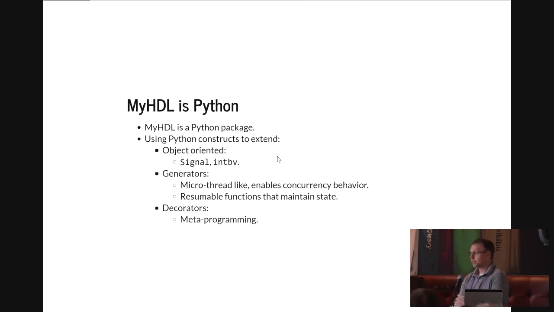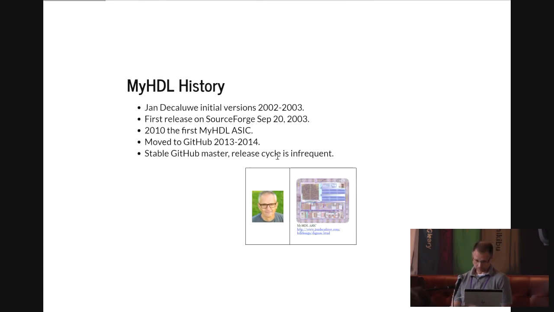myhdl is Python. It's just a Python package. It uses the features in the Python language to implement this hardware description language in Python. It uses the object-oriented features to define the signals and the bit vectors. It uses generators, which are like micro-threads, and this is how we describe all the concurrency. And then it uses decorators to do some of the meta-programming to define your behavioral blocks. So that was the 30,000-foot overview of myhdl.